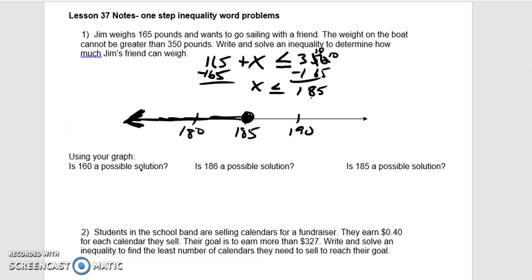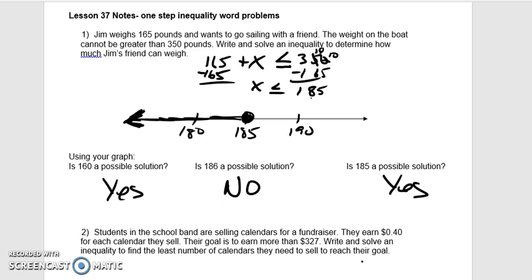So is 160 a possible solution? So where would 160 be? 160 would be somewhere over, and I shaded this way, so yes it is. All right, is 186 a possible solution? Well, there's 185. 186 would be over here. No, I did not shade that way, so that's a no. And is 185 a possible? It's right on it. It's shaded, so yes, it is.